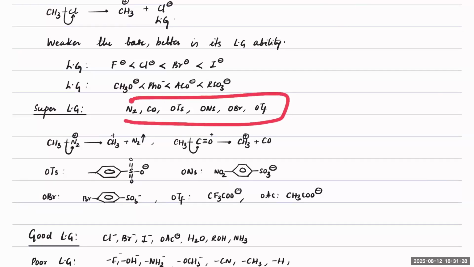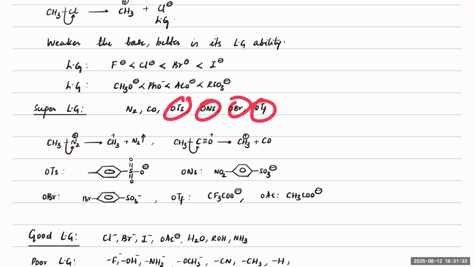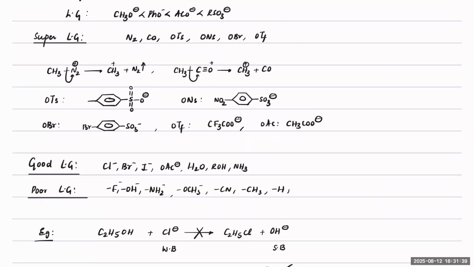Now, these are referred to as very, very good leaving groups: OTf, OBr, ONs, OTs, carbon monoxide, and N2. See why. Suppose I remove this N2, you get a carbocation and a very stable gas, N2 gas. N2 is a very, very stable gas which can easily be released. So if this kind of compound forms somewhere in the intermediate, you can always expect that N2 will escape without any notice, leaving behind, no matter how bad the carbocation, the group going out as N2 gas.